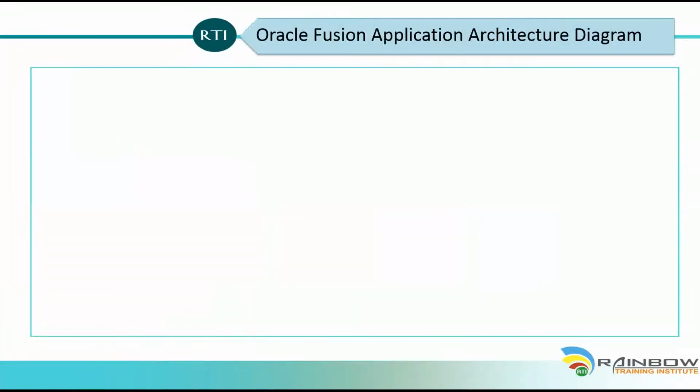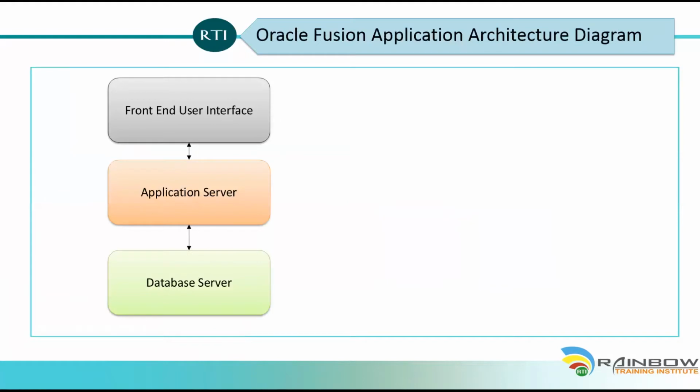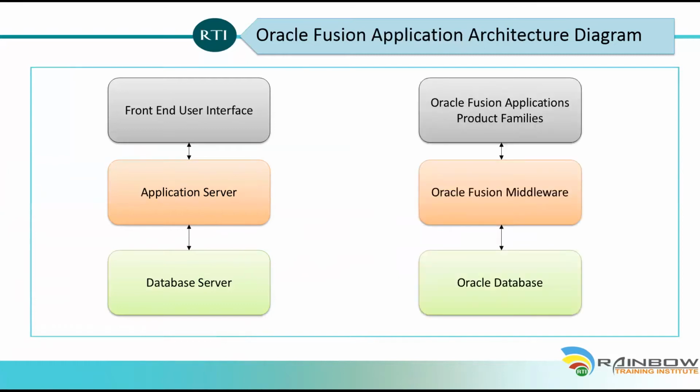Okay, so in any application we have three components, right? We have the front-end user interface, we have the application server, we have a database server. Take any application, we have these three components. And I'm relating the same thing in the Fusion. Also, we have the front-end application, I would call it Oracle Fusion applications product families. And the application server, I will just call it Fusion middleware. And the database server, I will call it Oracle database. It is like that. Now, Oracle Fusion application product families, what does it mean?